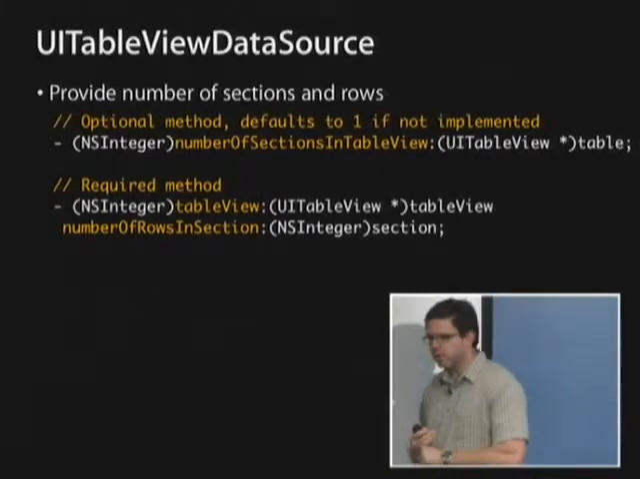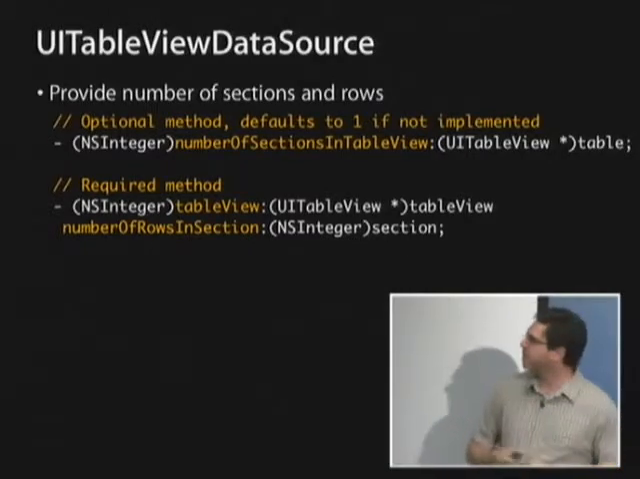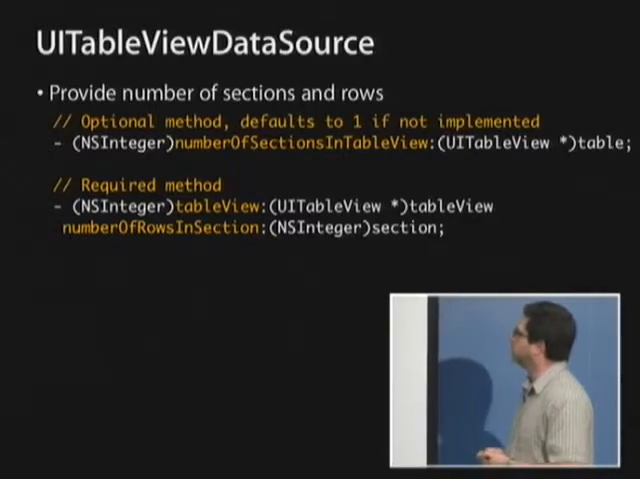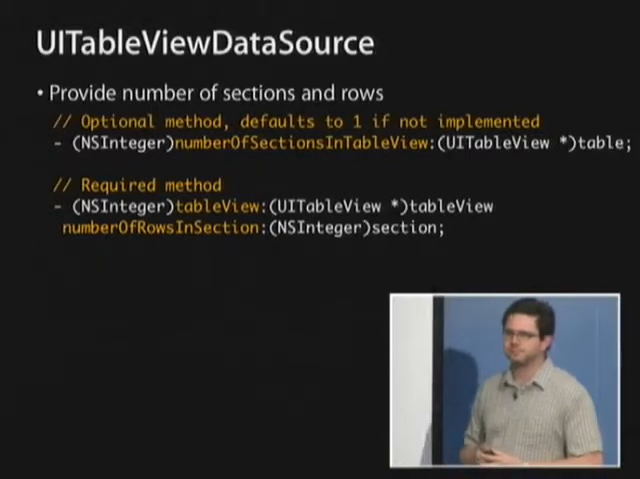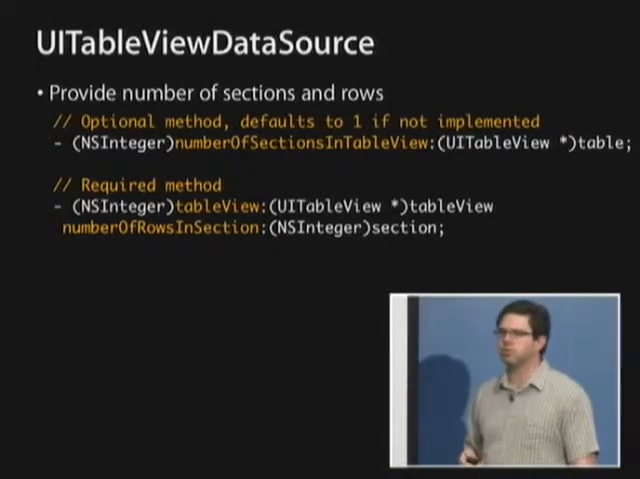The table view needs to know a few things before it can display any content. The first is how many sections do you have, and it'll ask the data source the number of sections in the table view. And this is an optional method. If you don't implement it, you'll just get a single section. And then for each one of those sections, how many rows are in the table view?